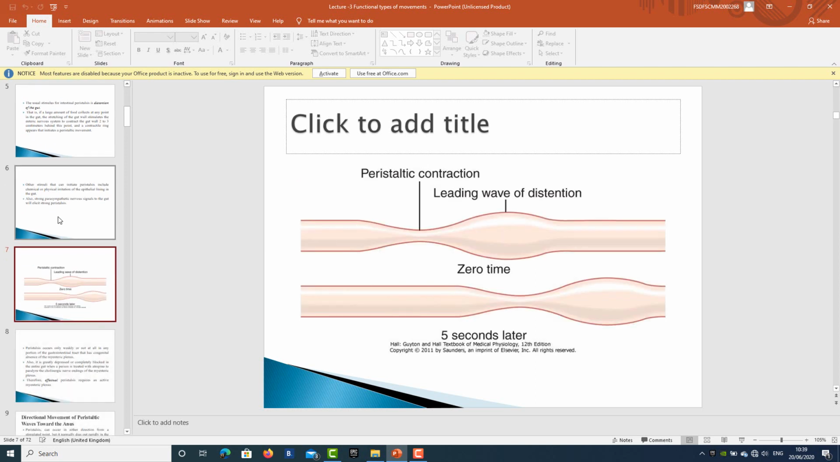See how the ring appears in the smooth muscle tube of the gut, just a few centimeters before the appearance of distension, and 5 seconds later you can see that this is going to move the contents ahead.